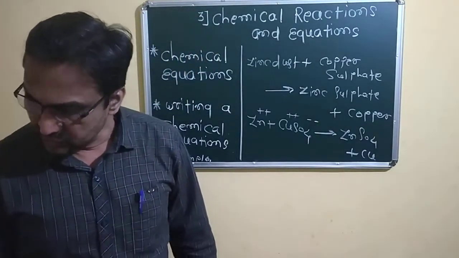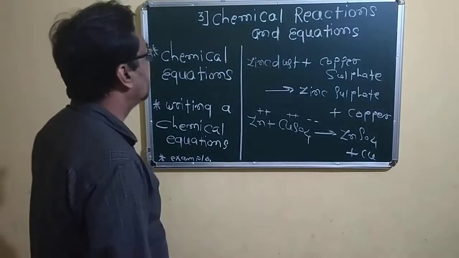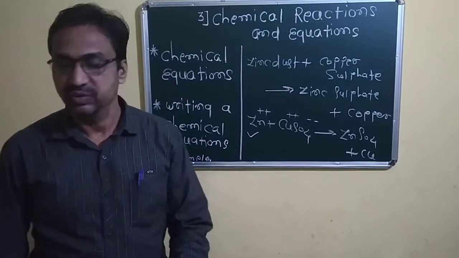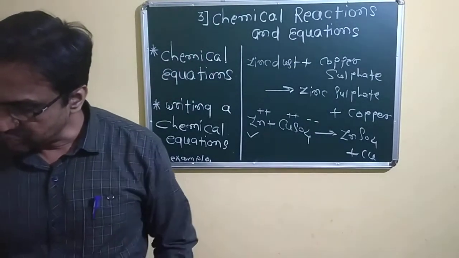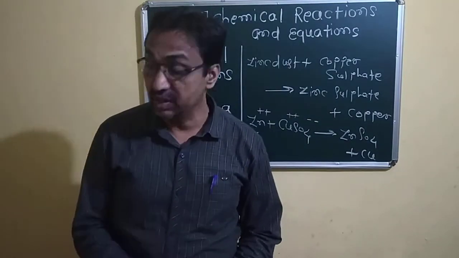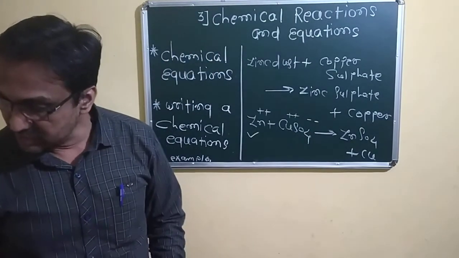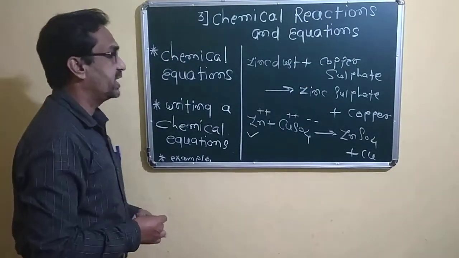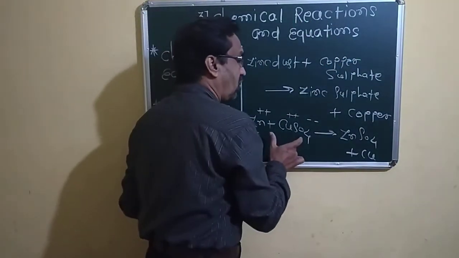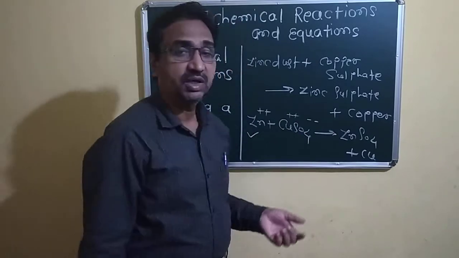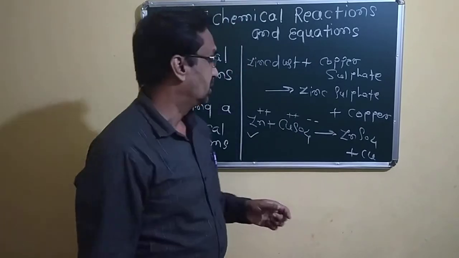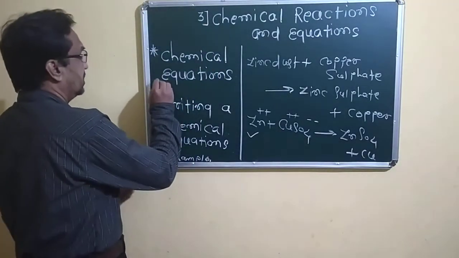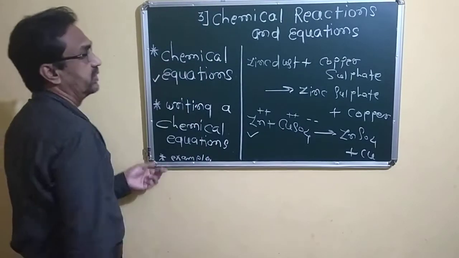Okay, so what is a chemical equation? This is a chemical equation. It is the representation of a chemical reaction in condensed or abbreviated form by using the chemical formulae of the products and the reactants. That is called a chemical equation.